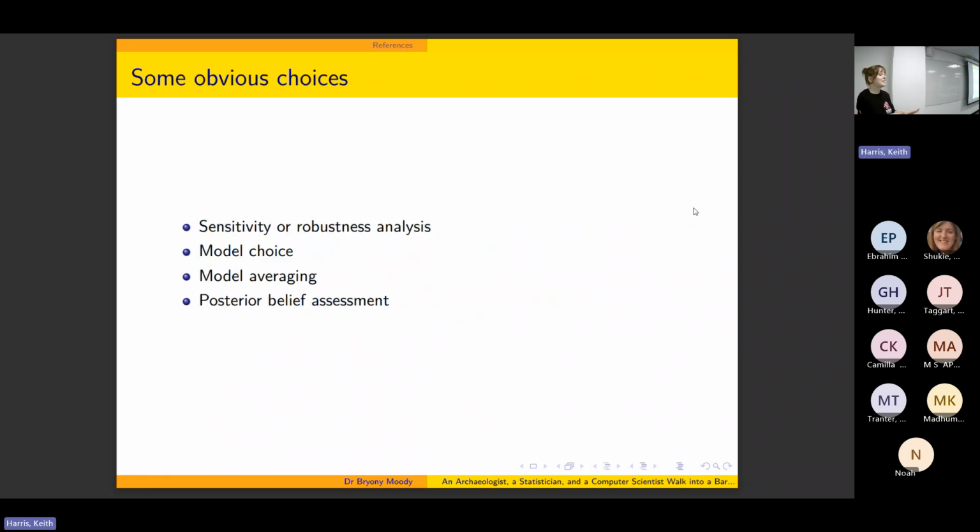Before I get you excited, I still don't have an answer to this. This is something that is still ongoing work, but I thought I'd chat a little bit about it just because I think it's an interesting statistical problem. Some obvious choices are sensitivity analysis, model choice, model averaging, or posterior belief assessment. So I'm going to chat through how I worked through these and decided which ones to focus on.